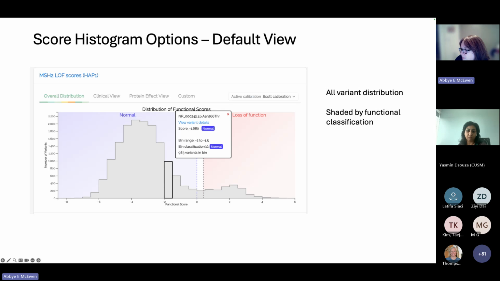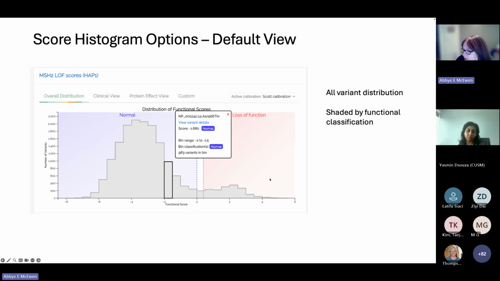Okay, after that, the assay facts label has a histogram. The default view shows every single variant in the data set. Functional score is on the x-axis, variant count is on the y. The normal and abnormal intervals are highlighted in blue and red, respectively. You can see that the MSH2 variant that we searched for is highlighted with this black bar, and that it's over on the benign side.